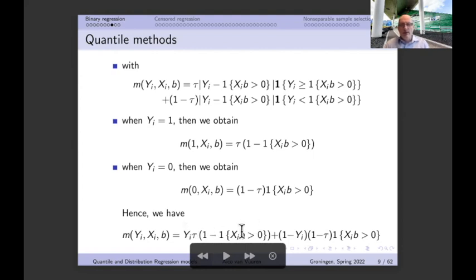We can still rewrite this a bit. What I can do is I can get rid of the parentheses over here. So I can write this as yi tau minus yi tau times this indicator function that we have over here. And the reason I'm going to do that is because then I have here exactly the same indicator function as I have over there. So I can actually bring this term over here into the parentheses that I have over there. So then we get now this relationship that we have over here.